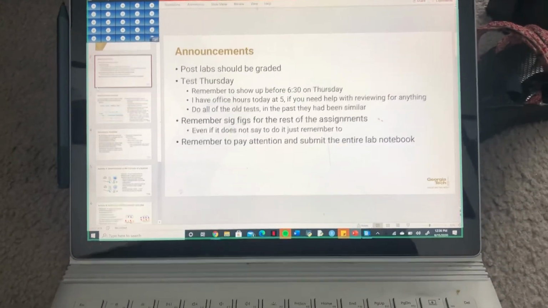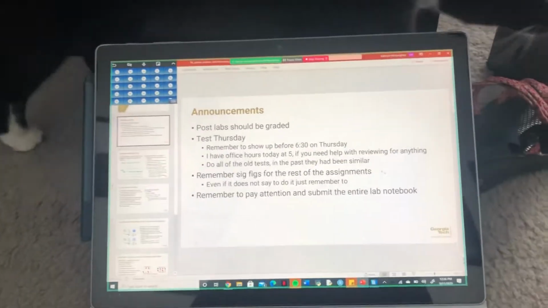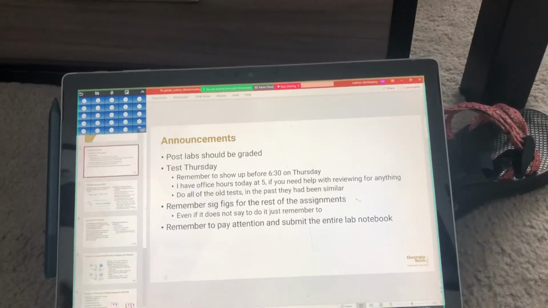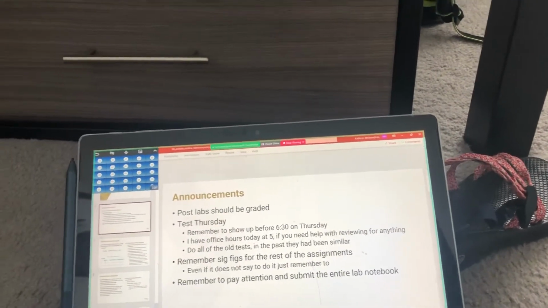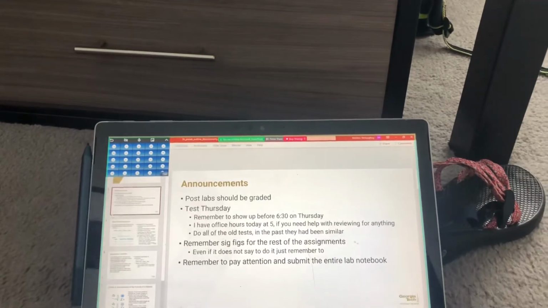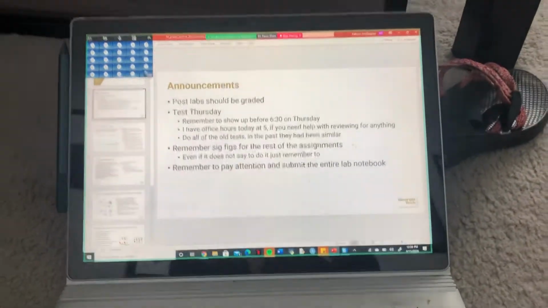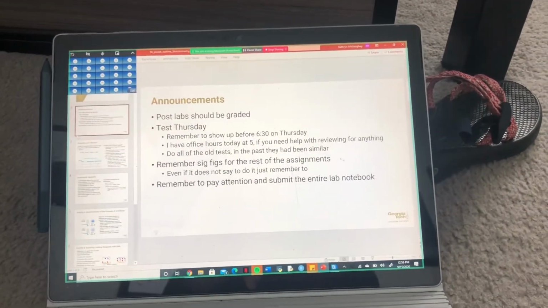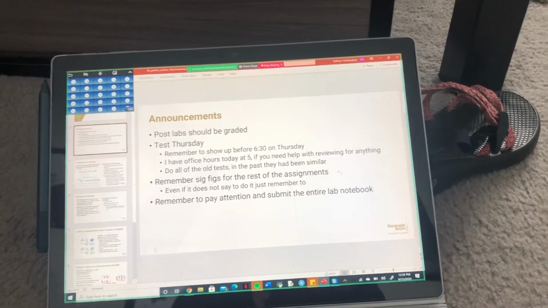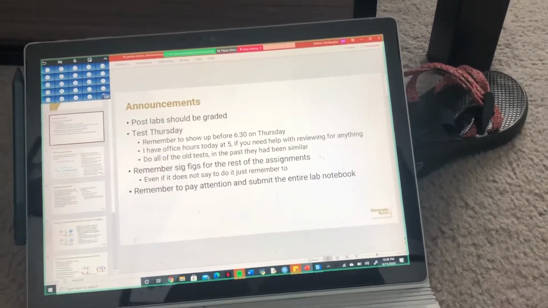And then for this lab, remember to pay attention and submit the entire lab notebook, because there's been multiple people who have submitted 1 or 2 pages with a few missing. And it's okay to do it once or twice, but then after that, Dr. Shepley said we had to start taking off points, and I don't want to do that to you guys.